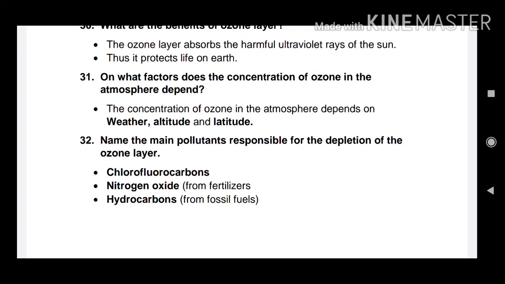Next one, name the main pollutants responsible for the depletion of the ozone layer. Number one, chlorofluorocarbons, in other words CFCs. The second one is nitrogen oxide, which comes mostly from fertilizers. The third one is hydrocarbons from fossil fuels.